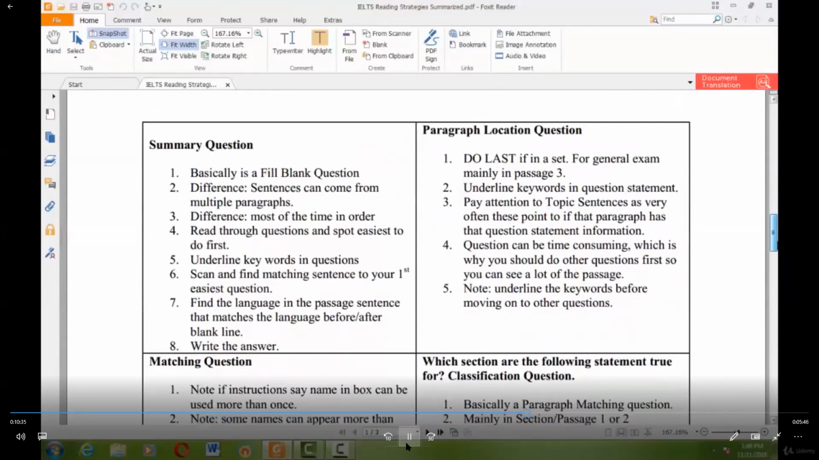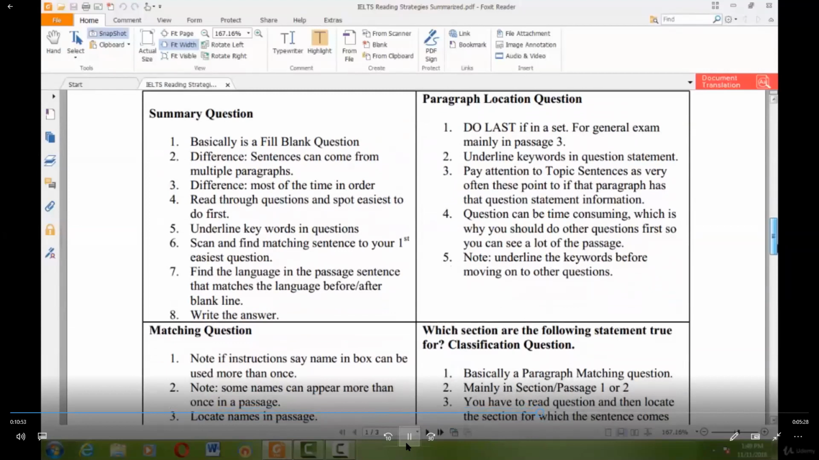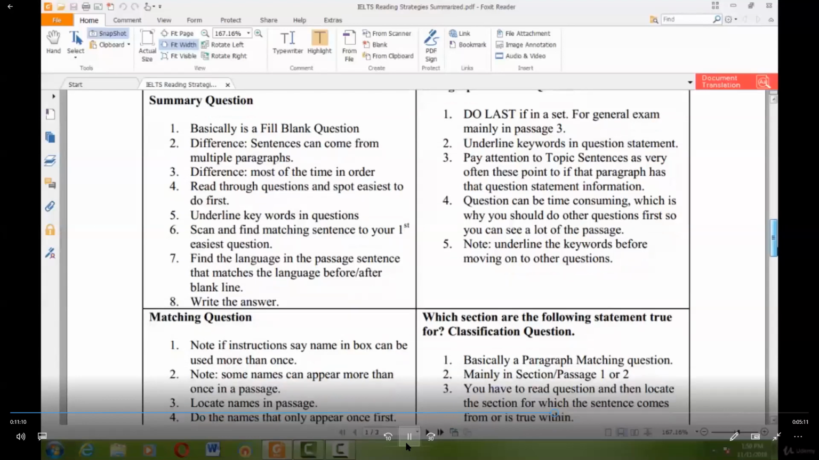All right, our other question types are a summary question, which is where they have a paragraph. It is basically a fill-the-blank question, but sometimes they're taking sentences from different paragraphs and smashing them together into a summary. You have a paragraph location question, one of the more challenging questions for most students. Most of the time, you're going to see this question in reading passage number 3. And I'll save that for the end, about reading passage 3.